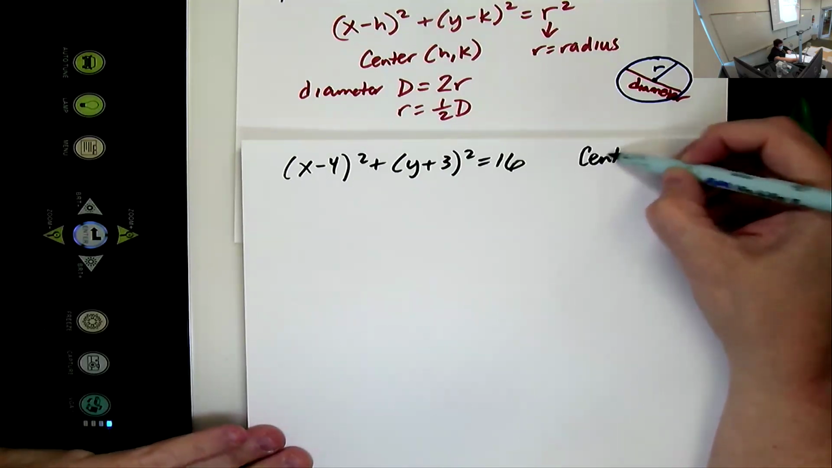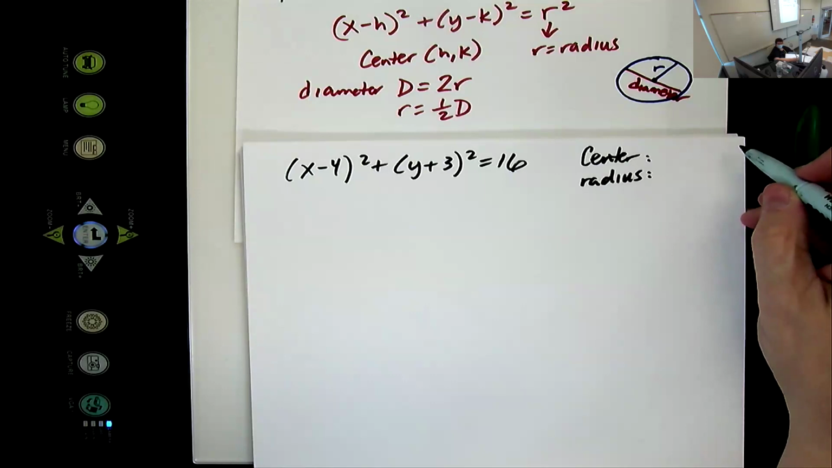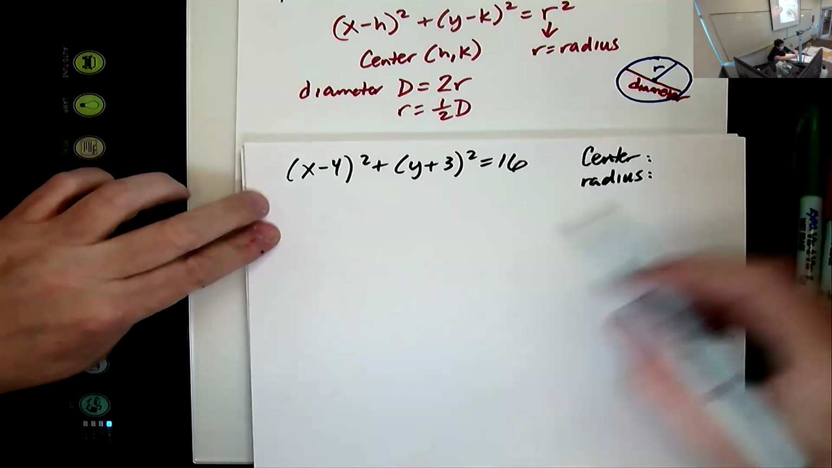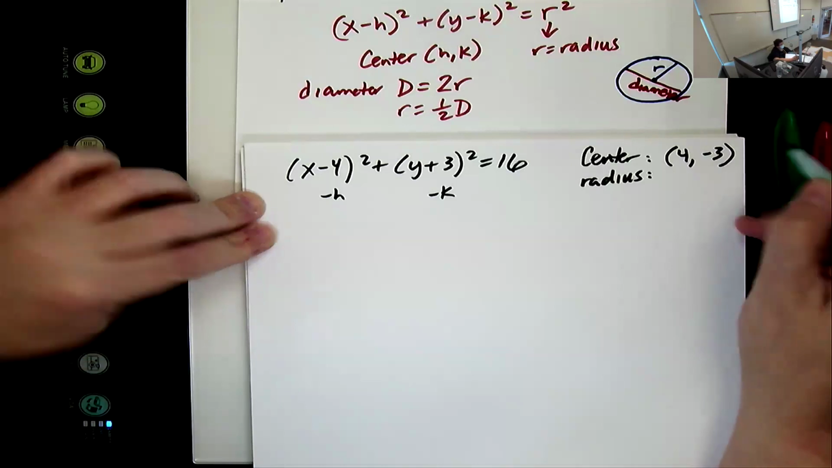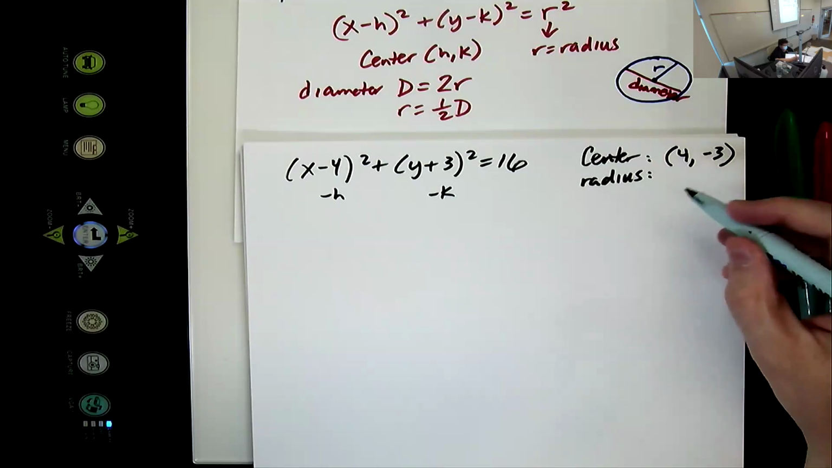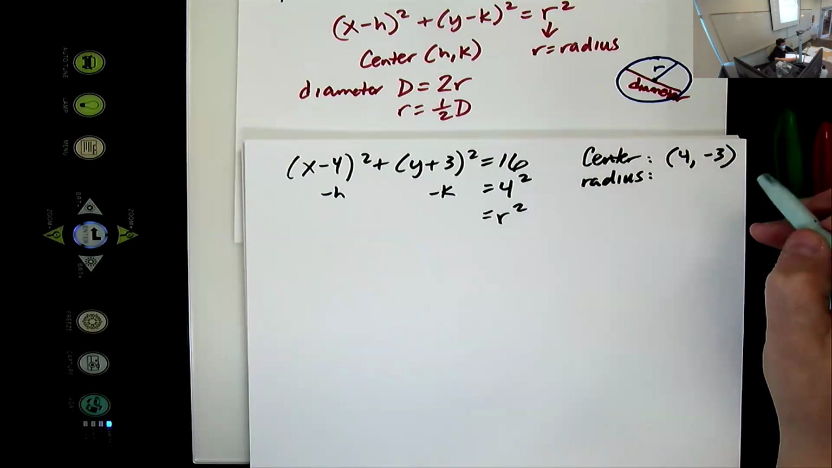Let's identify the center and the radius. So that's my minus h and that's my minus k, or -3. What's my radius? 4 squared. It's just 4. That's a good way to do it though. Write this as a square, and that way you can recognize that's r squared. So radius is 4.